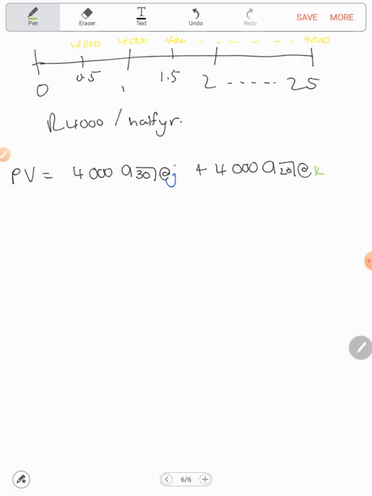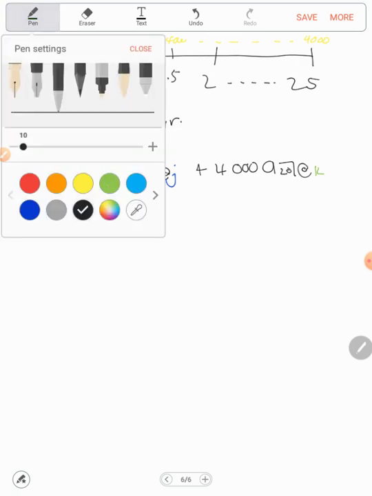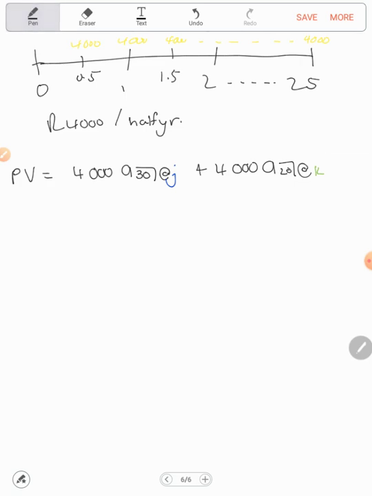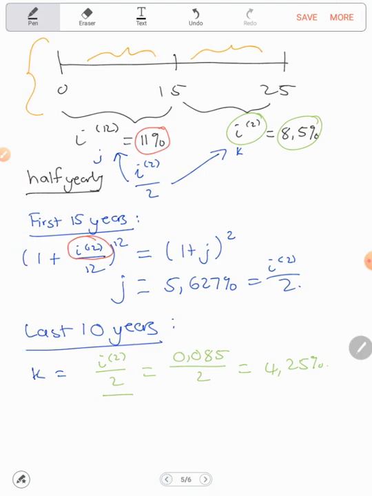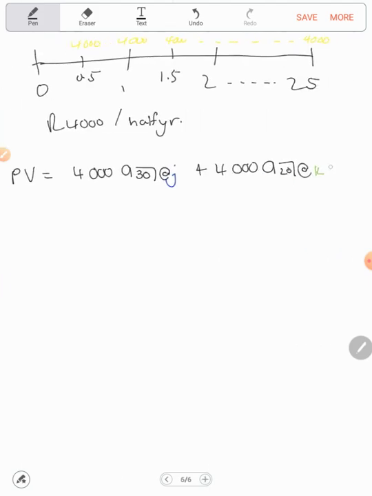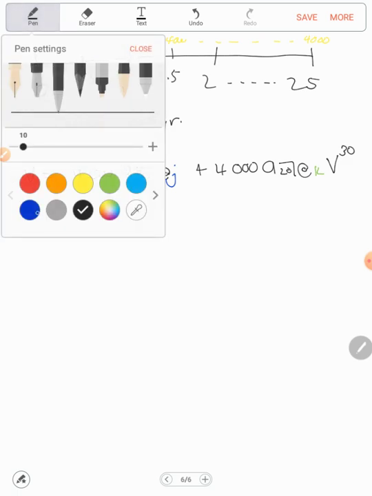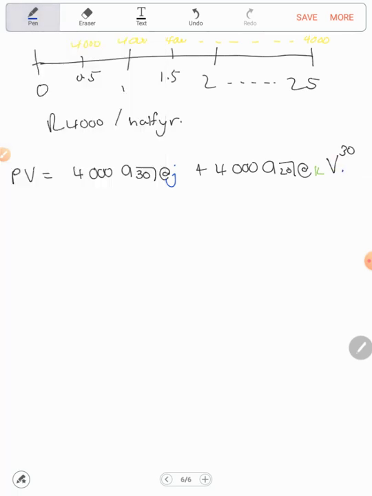Alright, but now remember that the second annuity function only brings your payments back to time 15. Alright, we've only covered this portion here. We still need to discount everything all the way back to time 0. So that's why you need to add in your discount for 30 periods at J. Alright, remember, because your J is an effective interest rate half yearly, your discounting term has to be 30 periods and not the 15 years, because you're working in half years.